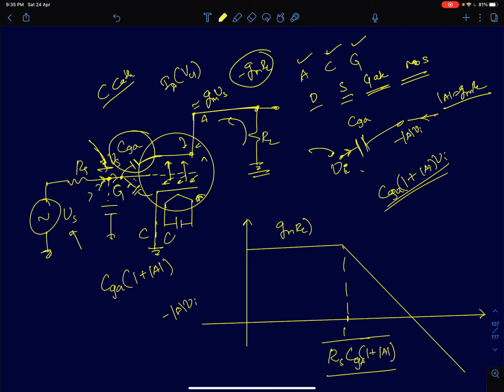Now this capacitance has to be charged to a really large value. Eventually you'll have to deliver a charge equal to the capacitance CGA times the voltage across it, which is 1 plus mod A times Vi.